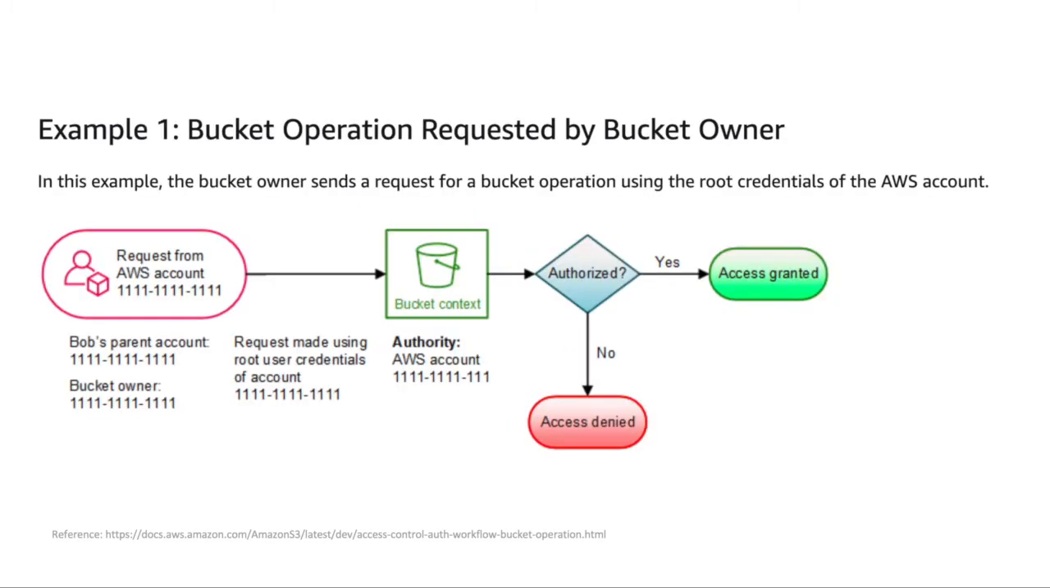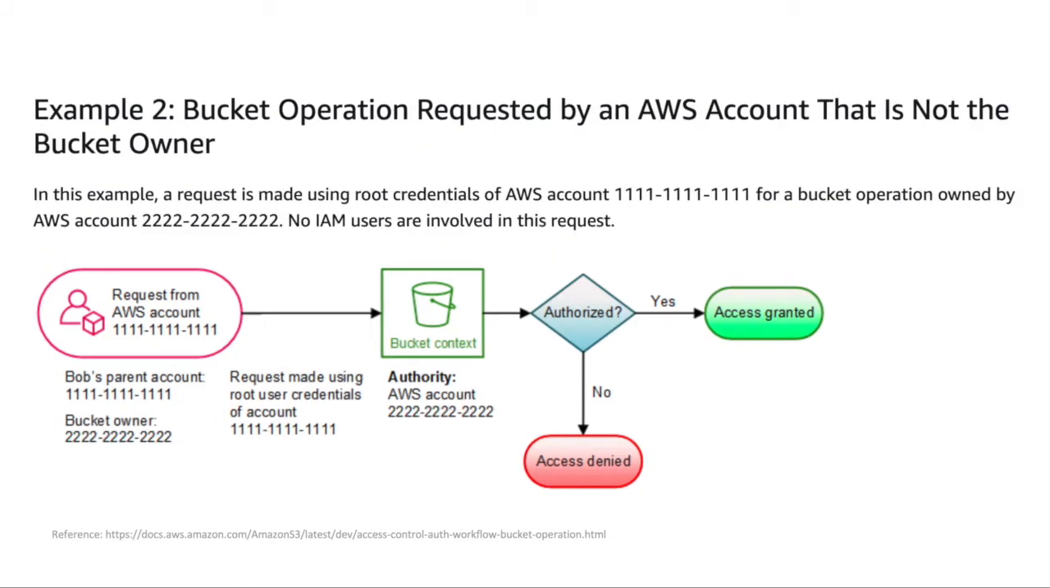So we are going to see a few examples already available in the AWS documentation. The bucket operation is requested by the bucket owner. Okay, so the bucket owner is the same account, there is no need for an IAM user or something, so no user context comes into play. Based on the bucket context, it establishes whether the owner has the permission or not, and that's why the access has been granted. This is a very simple way.